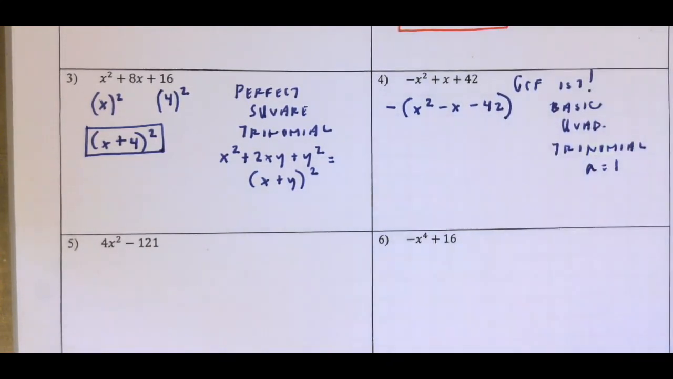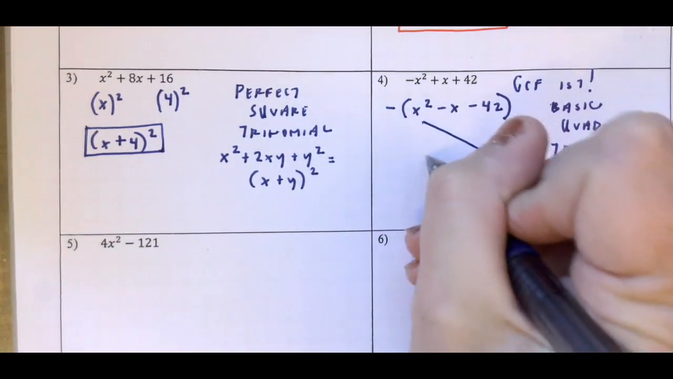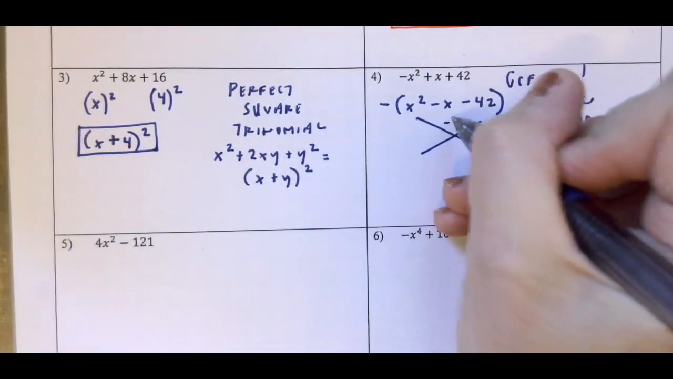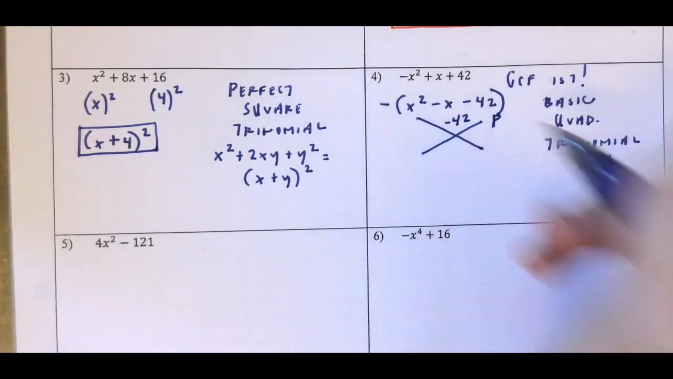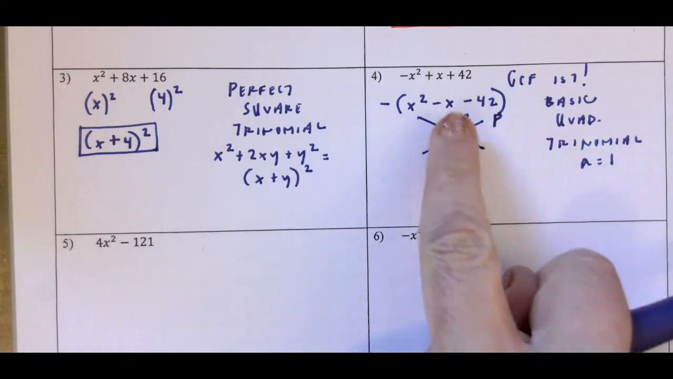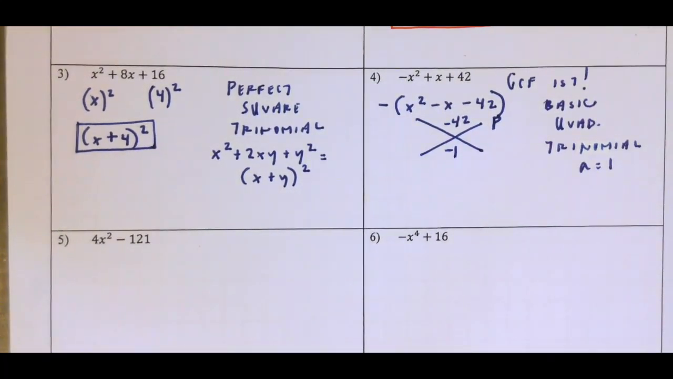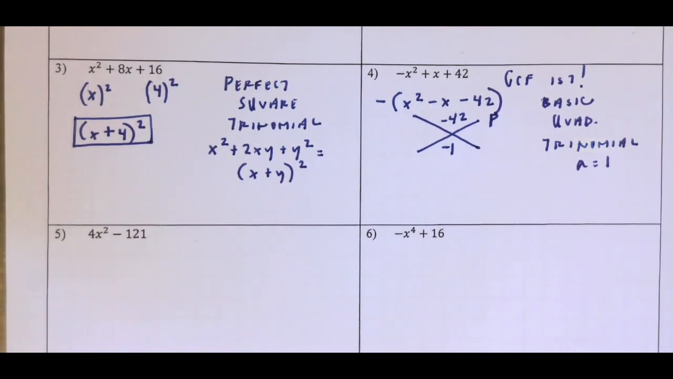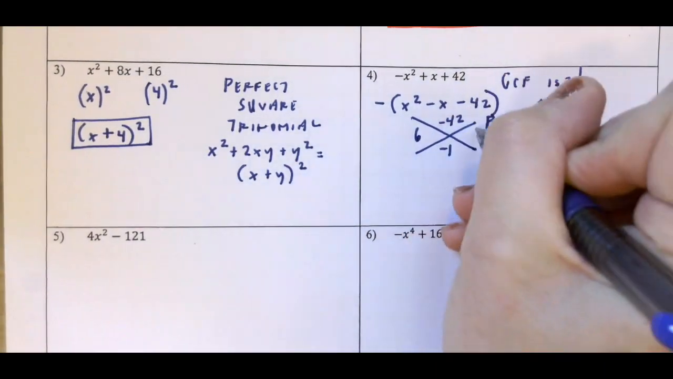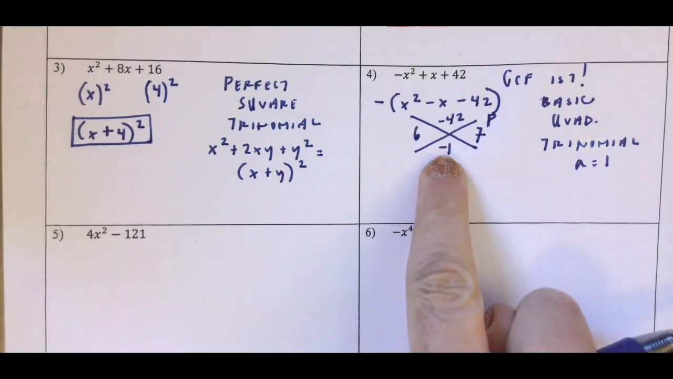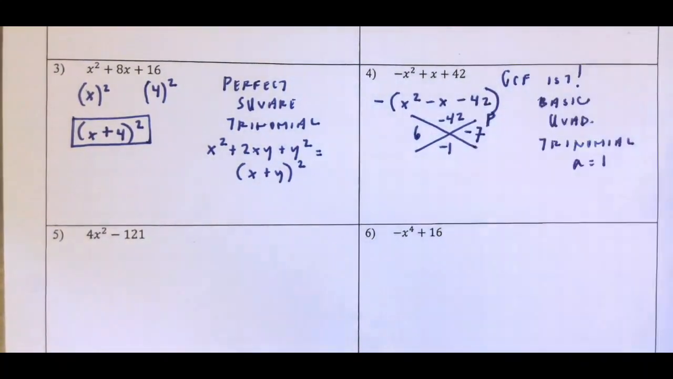A is 1. So now I'm thinking of what multiplies to 1 times negative 42. I need a product of negative 42 that adds to negative 1. So these numbers have to be right next to each other. They have to be consecutive, one apart, but one of them is negative and one is positive. So I know it has to be 6 and 7, but which one is going to get me a sum of -1? Well, it must be the -7.